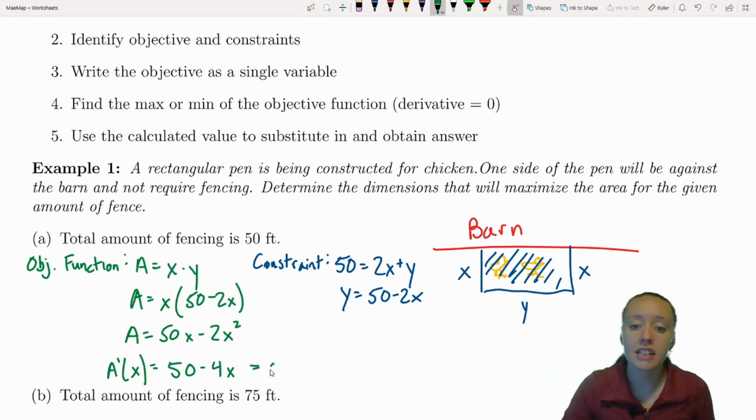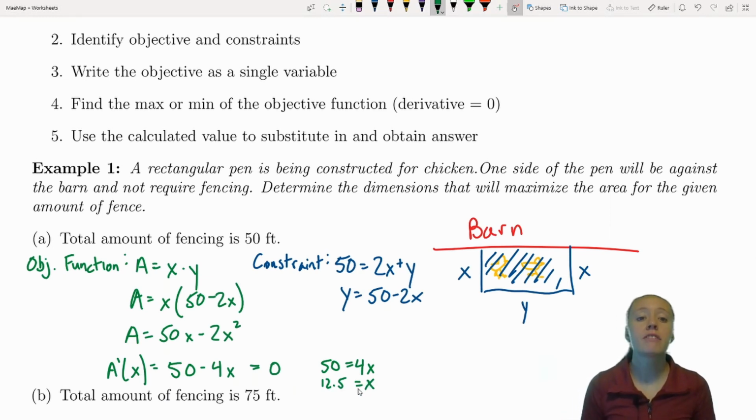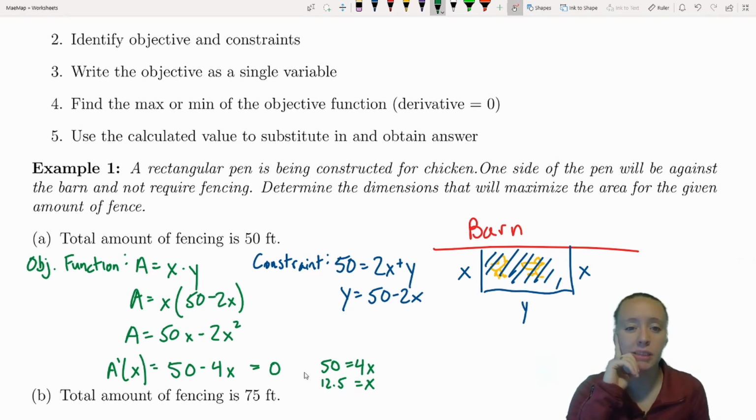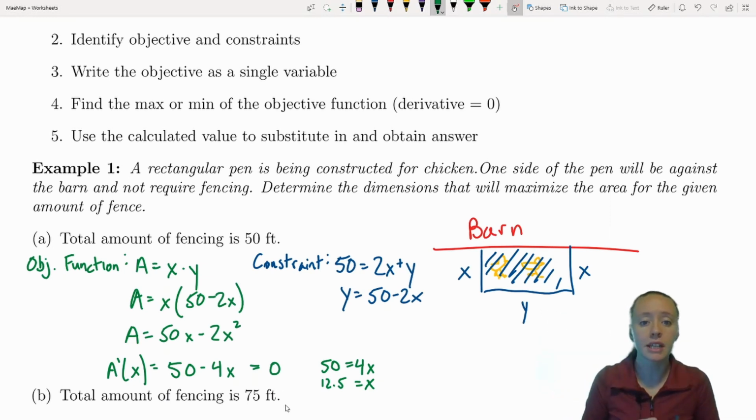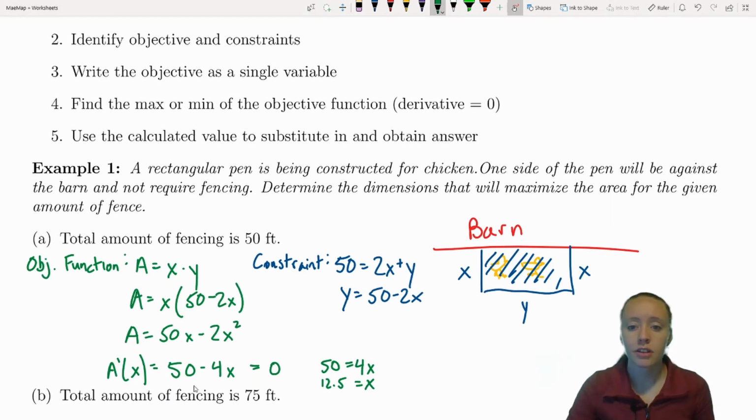So when I set this equal to 0, I'll get that 50 is equal to 4x. And when I divide both sides by 4, I'll get that 50 over 4, or 12.5, is equal to x. So x is 12.5, and that's going to give me a maximum area. Now, how do we know it's a maximum and not a minimum? Because setting the derivative equal to 0 is for finding our critical points, and our critical points can be either maxes or mins. We've learned about the second derivative at this point in time.